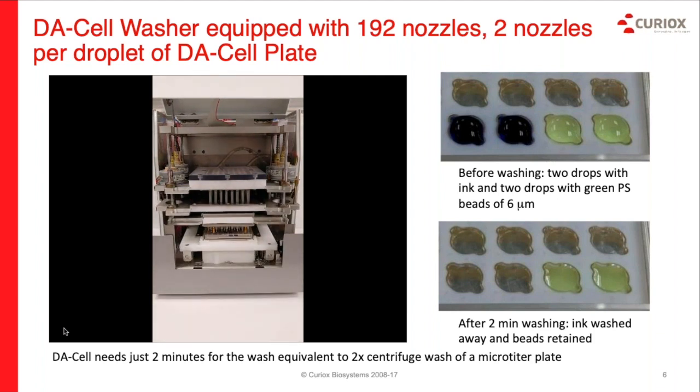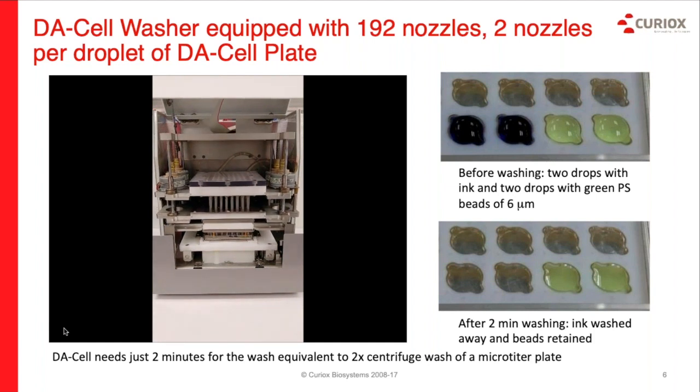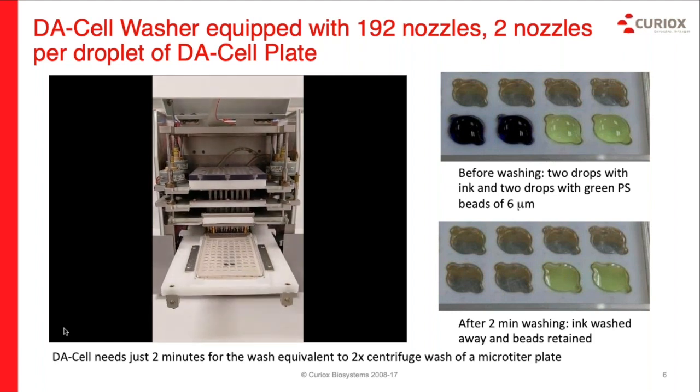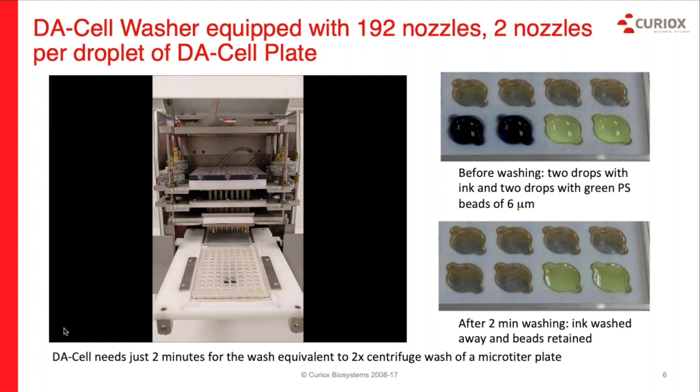So then the user places the plate in the washer and hits the start button. The head has 192 nozzles total, so 2 nozzles per well, one for dispensing and then one for aspiration in each well. In this case, we've lifted the cover so you can see what's going on inside the washer. And during the 2-minute operation, it performs 7 cycles each of dispensing and aspiration. So that would be equivalent to a couple of washes with a centrifuge.